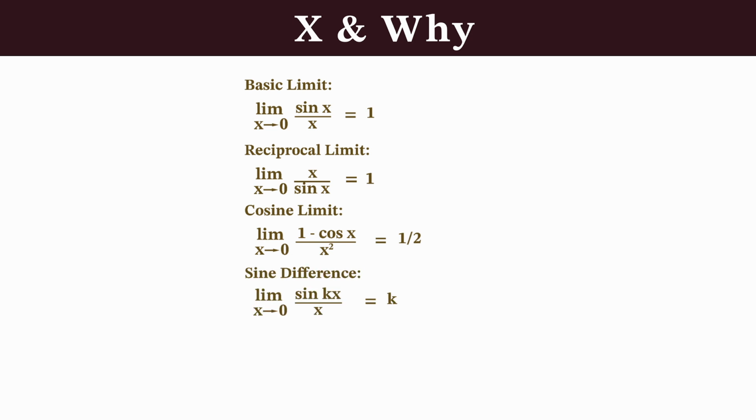Sign difference. Limit as x approaches 0 of sine kx over x equals k. Cyclic limits. Limit as x approaches 0 of sine x minus x over x cubed equals 0.